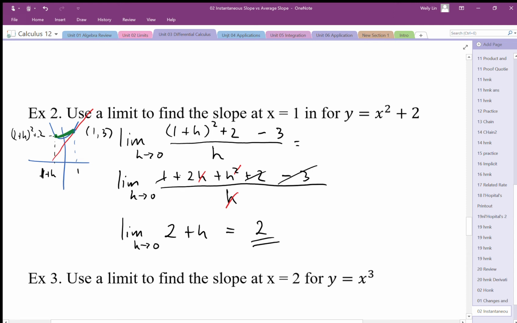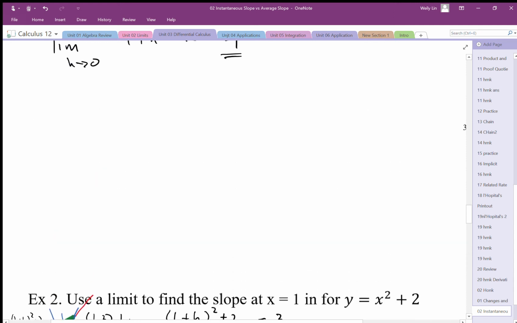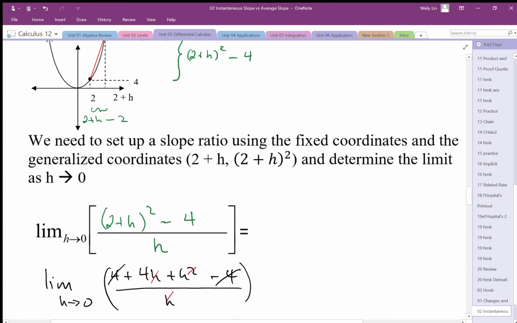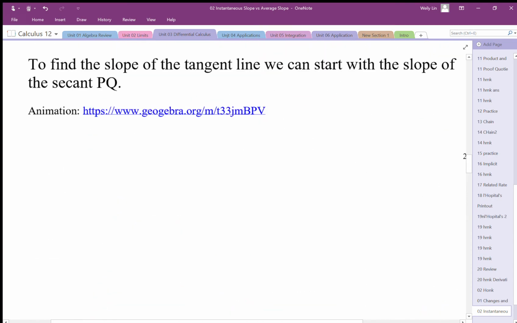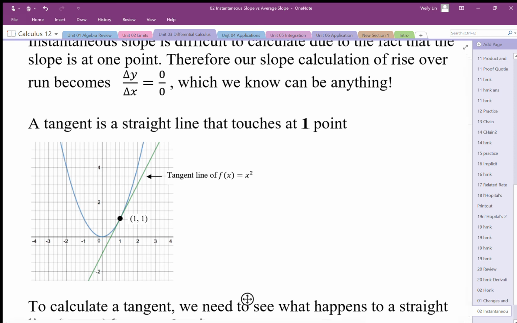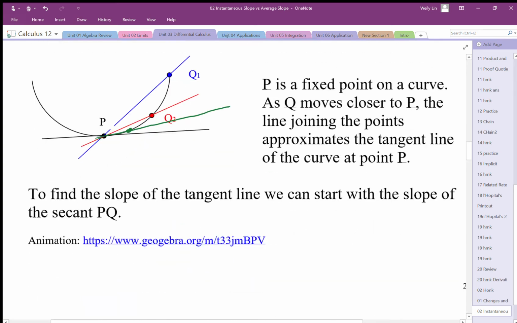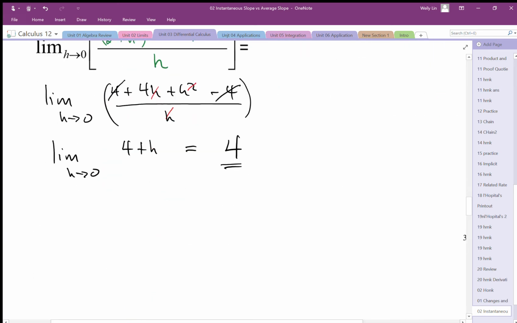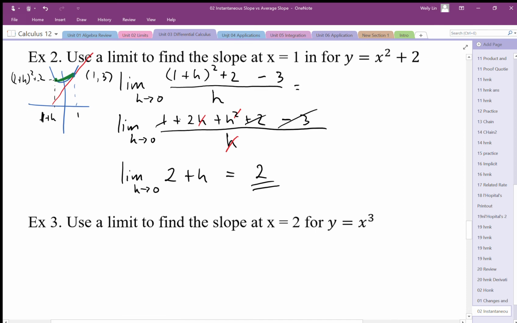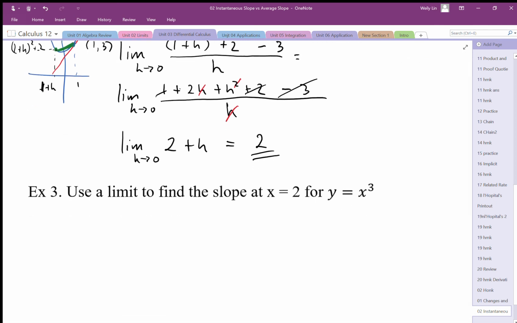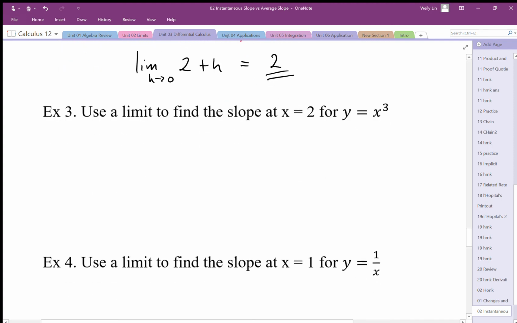If I look back at this parabola back here, if you recall, the point on the curve definitely looks like a slope of 2 at that point. But now we've used a limiting process and shown algebraically that in fact it is 2. So we can try this for this point as well.